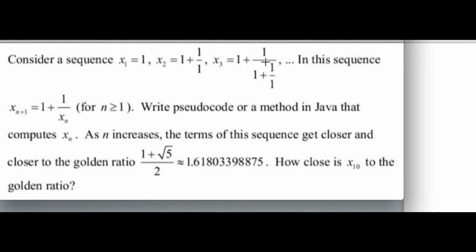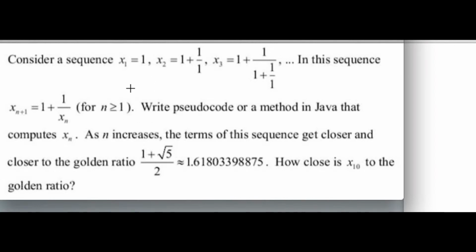So let's look at the next one. This is 1 plus 1 over the previous value. There's the previous value. 1 plus 1 over the previous value. Right? And this is confirmed here when we get up to where it says x sub n plus 1 is equal to 1 plus 1 over x sub n. The next value is equal to 1 plus 1 over the previous value, for n greater than or equal to 1.